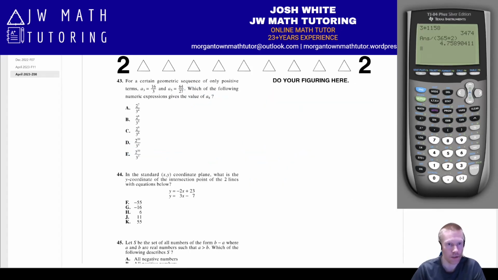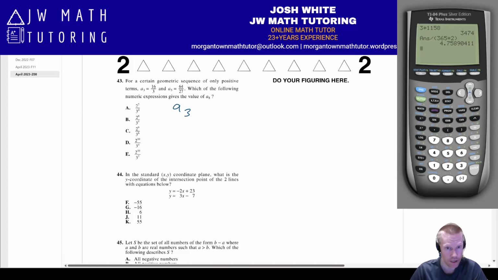Top of the next page, we're going to look at question number 43, where we have a geometric sequence. We're given 2 terms in the sequence, and we want to know the value of a third term. I think the quickest way to do this is to notice that in a geometric sequence, you multiply by some number, usually r, called the common ratio, and that moves you from term to term to term.